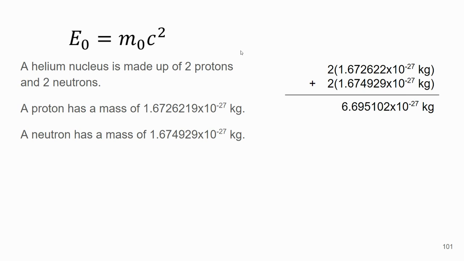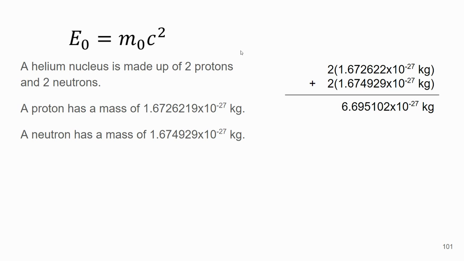Think back to chemistry. If you're dealing with helium, almost all helium is helium-4, meaning it has 2 protons and 2 neutrons. All helium has 2 protons. That's what makes it helium. There is some amount of helium-3, but almost all of it is helium-4.